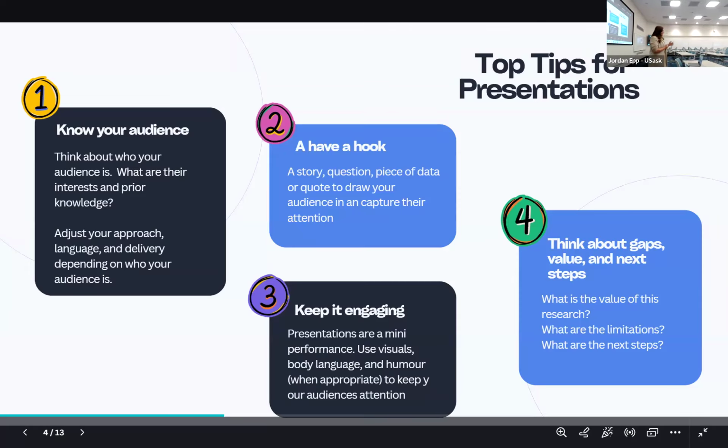And then the last tip I have, which Jordan has already talked about as some of the criteria for the judging of the presentations, is thinking about the gaps, the value, and the next steps, right? It's one thing to present your research, but then you just say, "And that was my research. Thanks," right? There's still more to be done. This was just one summer of research, a small piece of it.